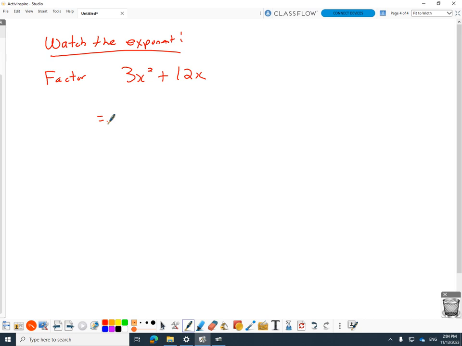What number divides into both 3 and into 12? 3. But this has more in common. The first one's got x times x. The second one's just got x, which means I can pull an x out too. Now what's the first term if I took 3x out of it? Just x, yeah. And if I took 3x out of 12x, I get 4.